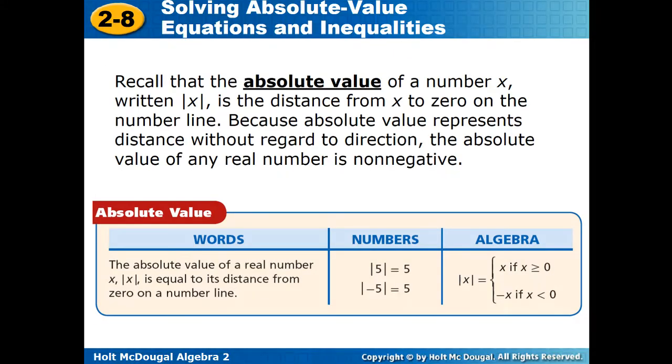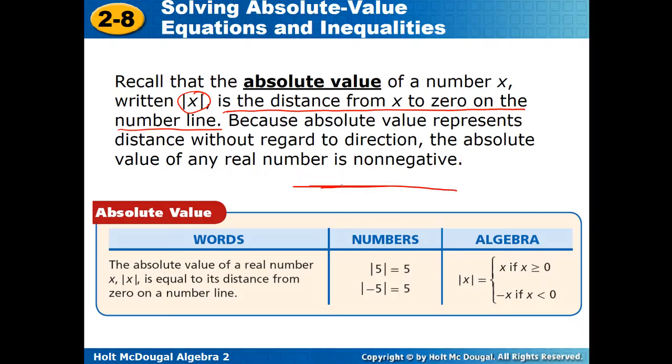All right, let's talk about this for a minute. Okay, the absolute value. Absolute value, you may remember, sometimes this gets kind of confusing, so I want you to really think about what absolute value is. It's written like this, and it's the distance from x to 0 on the number line, okay? Because absolute value represents distance, and we don't have negative distances. Without regard to direction, the absolute value of any real number is non-negative.